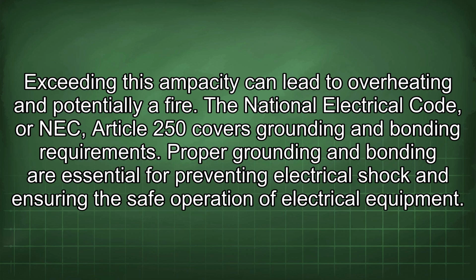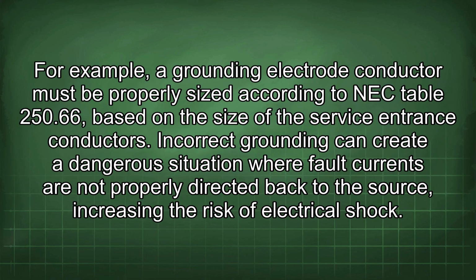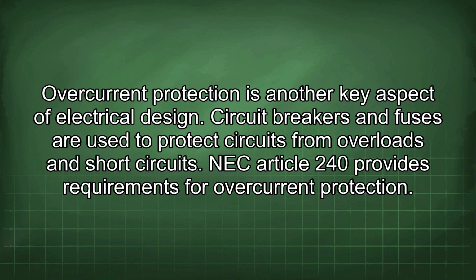The National Electrical Code, or NEC, Article 250 covers grounding and bonding requirements. Proper grounding and bonding are essential for preventing electrical shock and ensuring the safe operation of electrical equipment. For example, a grounding electrode conductor must be properly sized according to NEC Table 250.66, based on the size of the service entrance conductors. Incorrect grounding can create a dangerous situation where fault currents are not properly directed back to the source, increasing the risk of electrical shock.